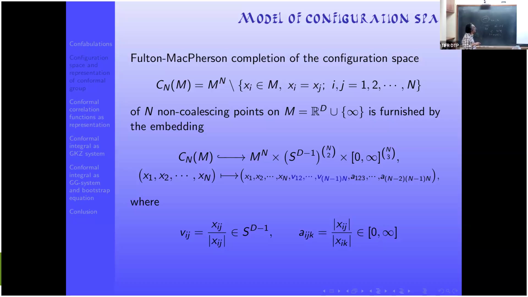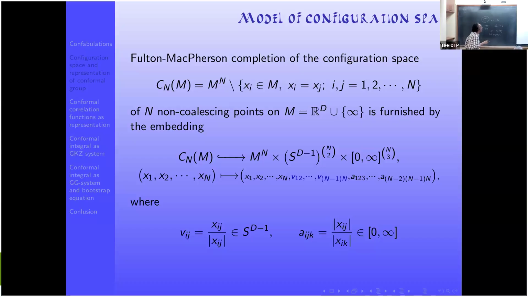Given these are the coordinates, x1 to xn, of course, are for M^n. The spheres are given by these: xi minus xj divided by this. Clearly, the mod of them is 1, so they form a sphere. And thirdly, you have these quantities a_ijk defined as x_ij by x_ik, the mod of them. So the sphere is exactly those P1s. But you have something more to take care of: three things coming together. This is a very new thing. That's what topologists have done.